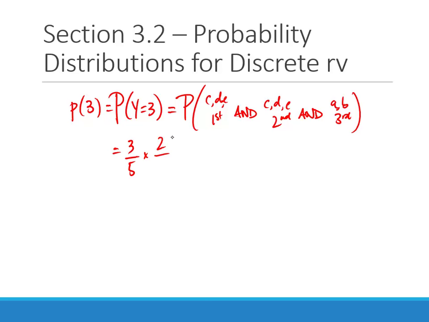2 out of what did I hear? 4. Yeah. So I have 4 objects remaining, and I want to choose 2 of those things. So say I chose C first, then I can choose from D or E second. And then for the third element there, I want it to be A or B. So I have 2 possible choices, and I just want one of those for the third spot.